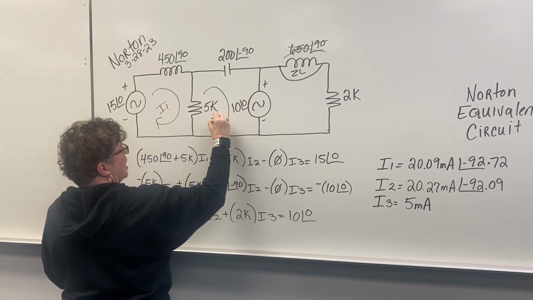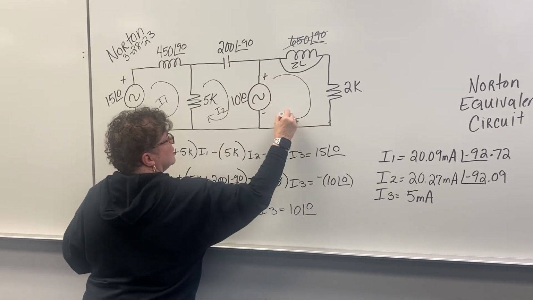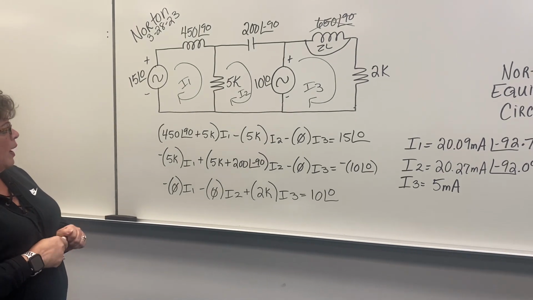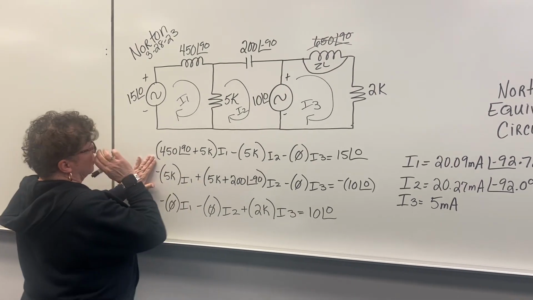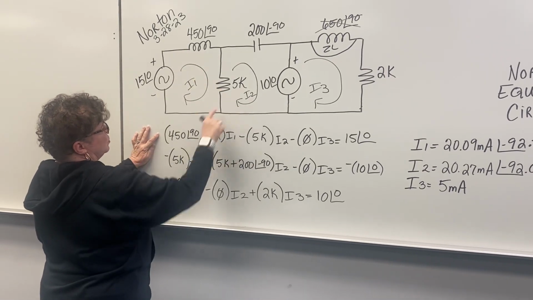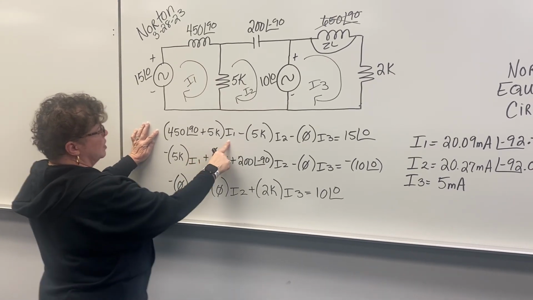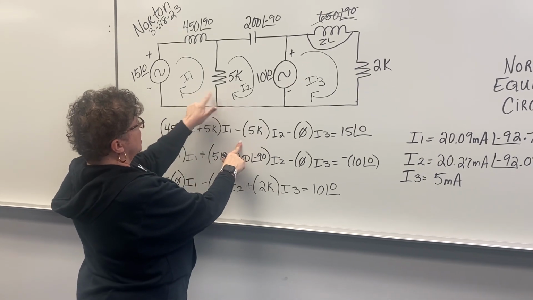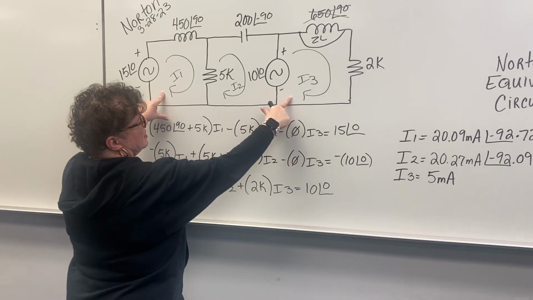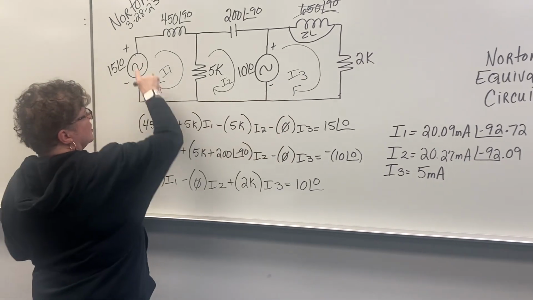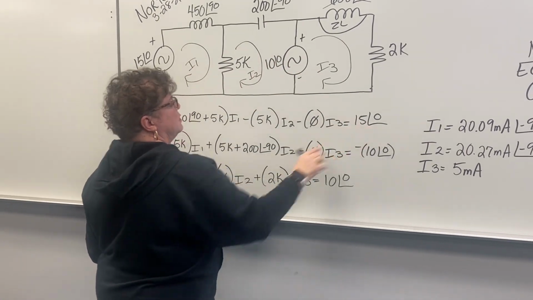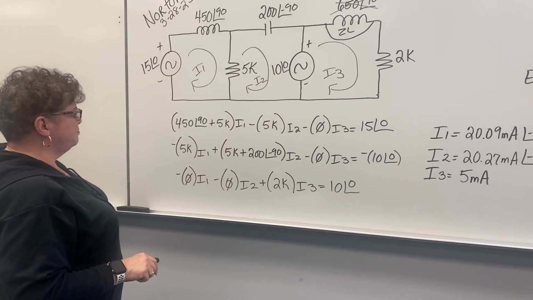I1, I2, and I3. And I've already written the equations down, but I'll go over them. So for the I1 equation, it's 450 plus 2K plus 5K I1 minus what's between I1 and I2, which is 5K. I1 does not touch I3, so it's 0. If we're entering the negative side here, the positive 15 goes on the other side of the equation.